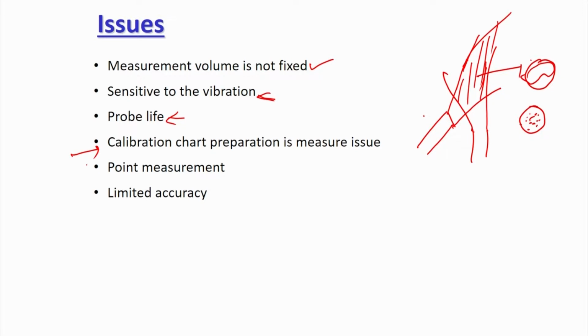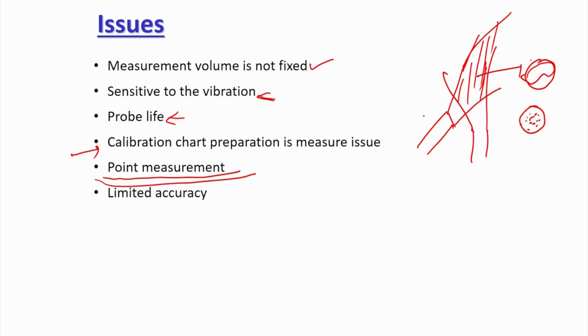The major problem is the preparation of the calibration chart. You have to prepare the calibration chart. Then another big problem is that it only does point measurement. So, if I want a cross sectional distribution of the volume fraction, and how it is changing with time, I have to put several probes in at the same time, or put the same probe at different locations at different times.